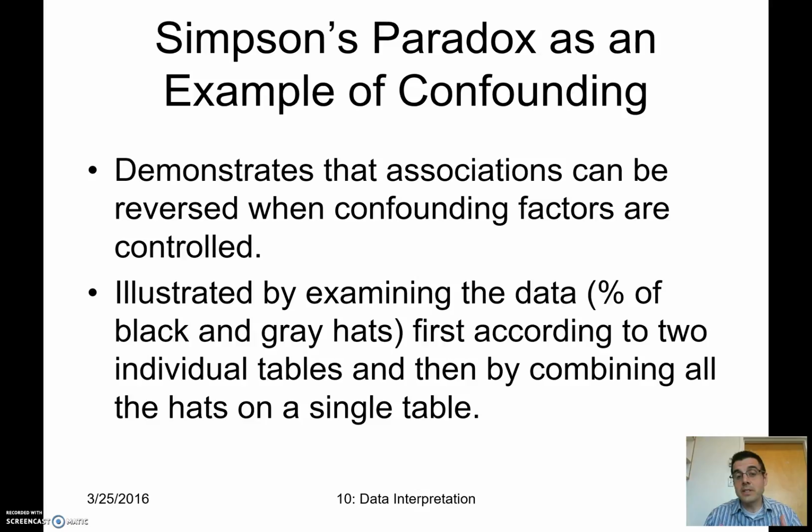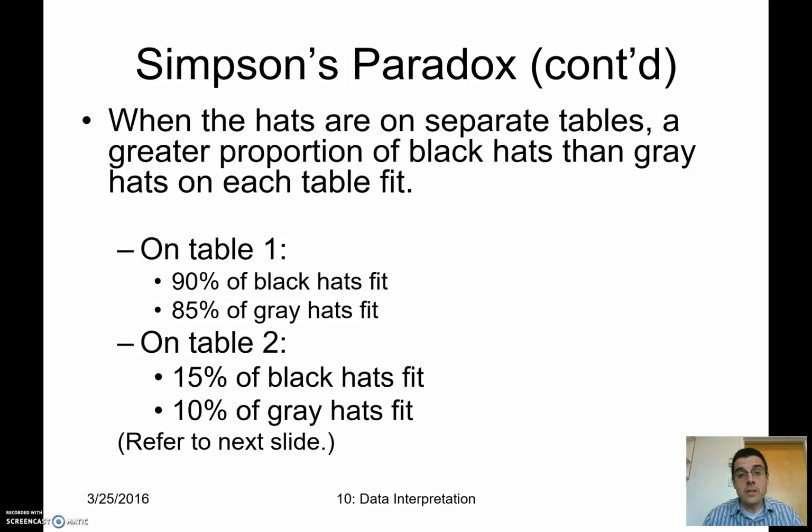As I said, I'm going to go into a store and I'm looking at black and gray hats, and I make certain assumptions based on the displays that are out there. The first example is that when I walk into a store one day, I look on table 1, and 90% of the black hats there fit my head, whereas 85% of the gray hats would fit. Then I go over to table 2, and 15% of black hats fit. And I also see that 10% of the gray hats on table 2 would fit.